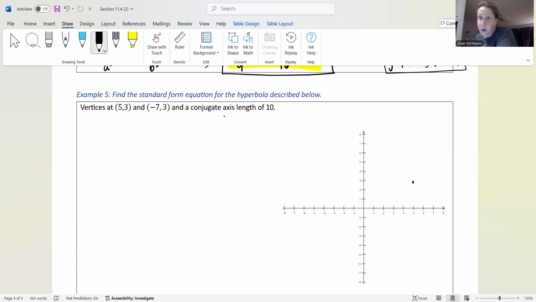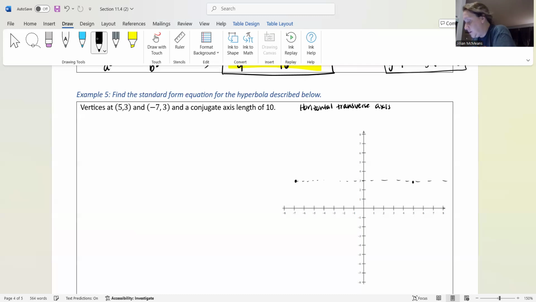So that's one of the vertex points. And then we have negative 7, 3. That is another vertex point. All right, so we can say that this is definitely going to have a horizontal transverse axis. Okay, so vertex 1, vertex 2, and then we're going to have some kind of horizontal transverse axis.